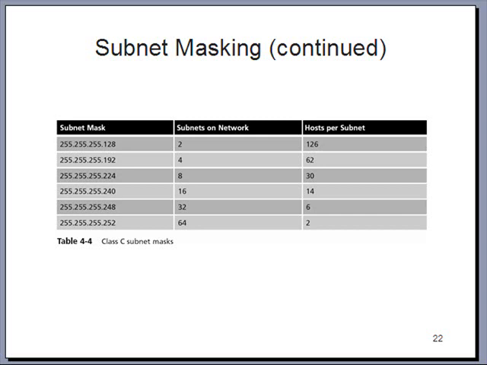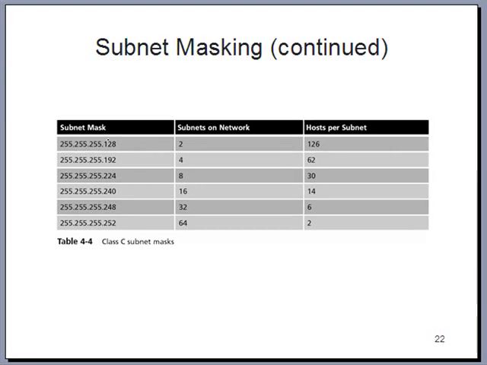Let's take a look again at the subnet masking, which would be PowerPoint 22, and let's take a look how they're coming up with these values here. The last address consists of 8 bits: 1, 2, 3, 4, 5, 6, 7, 8.